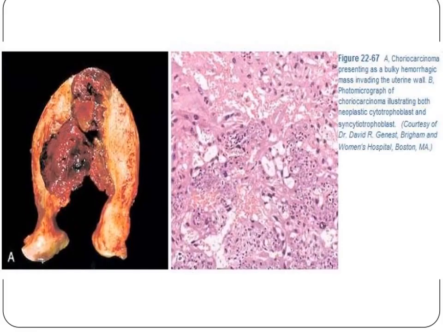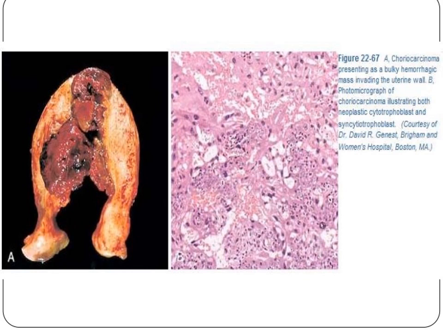This is the gross picture. As you can see, there is a hemorrhagic, bulgy mass within the myometrial cavity, and it invades the uterine wall. The color of the mass is red and yellow, and more hemorrhagic looking.